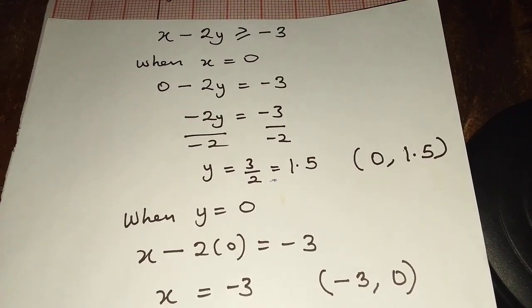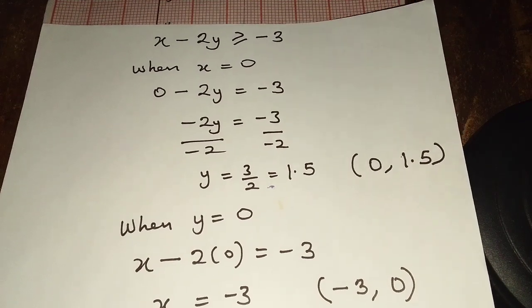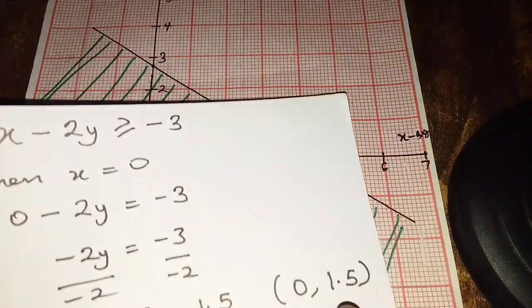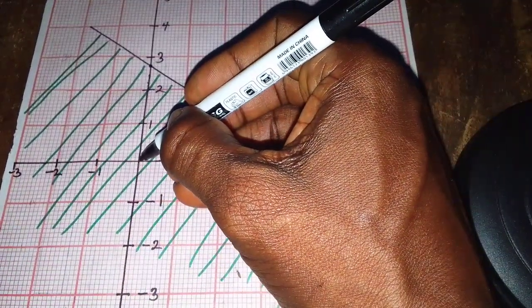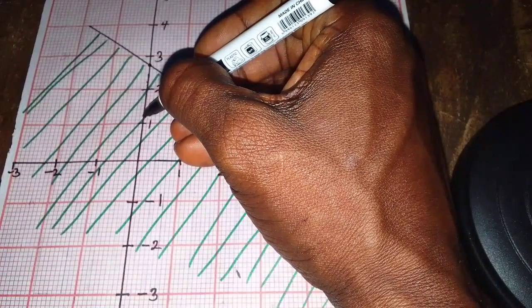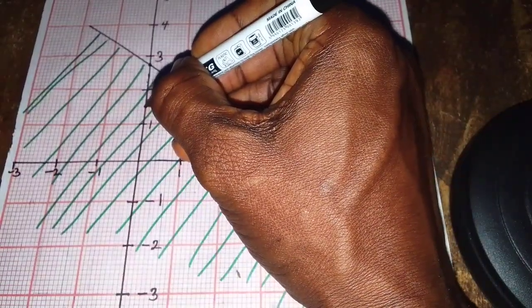So we plot it. Since we call it a simultaneous inequality, we are going to plot everything on the same graph. So on this same graph, I'm going to plot when x is 0. When x is 0, y is 1.5. 1.5 should be here. This 1, 1.1, 1.2, 1.3, 1.4, 1.5 is here. So I'm going to mark it.